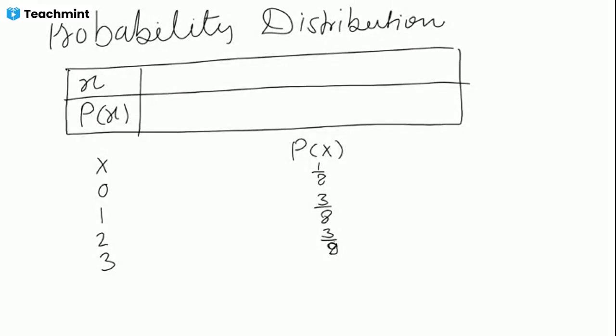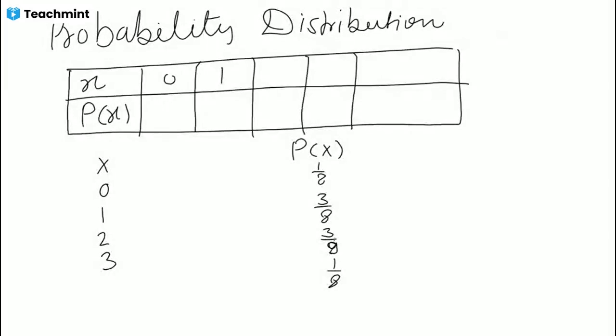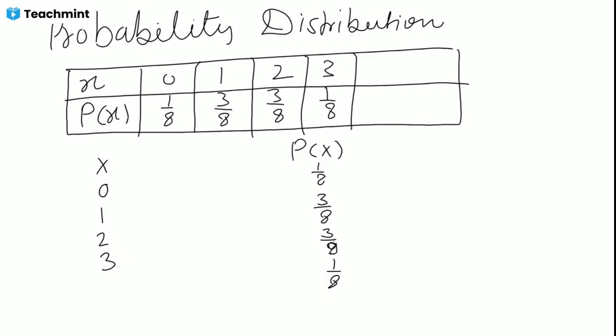So to construct this table of probability distribution, we need to write the values of x and the corresponding probability. We have 0, 1, 2 and 3 as values of x, and corresponding probability 1 by 8, 3 by 8, again 3 by 8 and 1 by 8. Now we need to find the expected value.